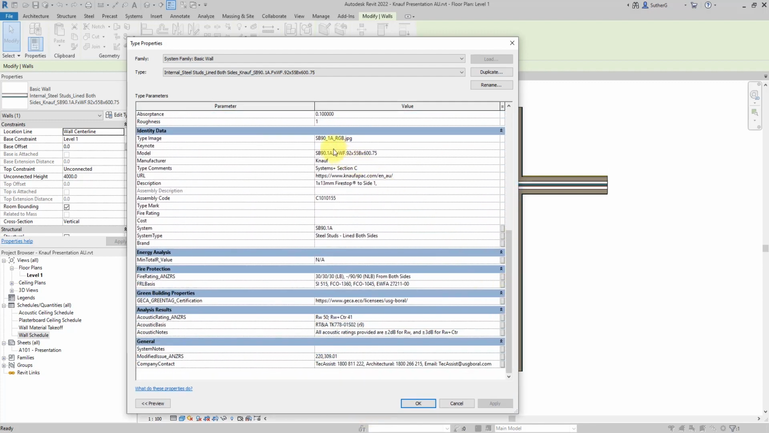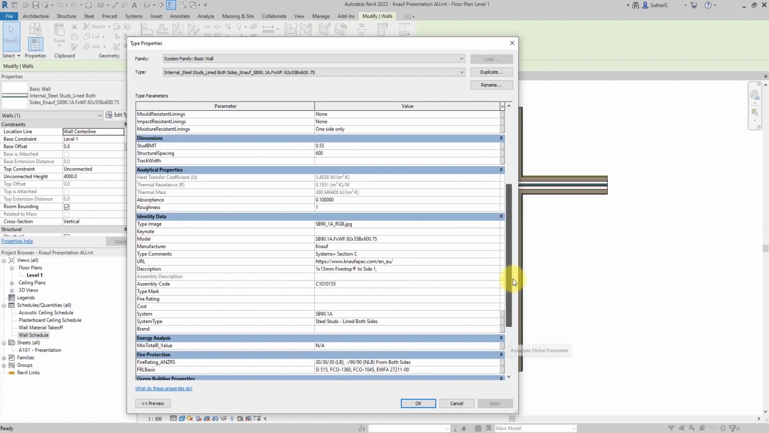Further down, we have the system's thumbnail image, unique model number, physical description, full fire rating. This includes load-bearing and non-load-bearing ratings with their direction and fire rating basis. Below, we have GICA green tag information, acoustic ratings, basis, and notes, and some general contact information.